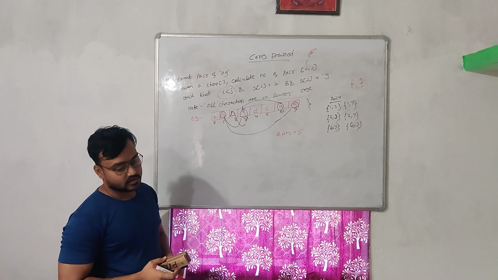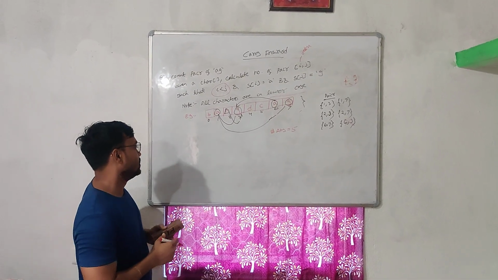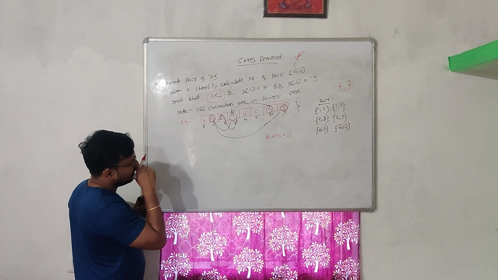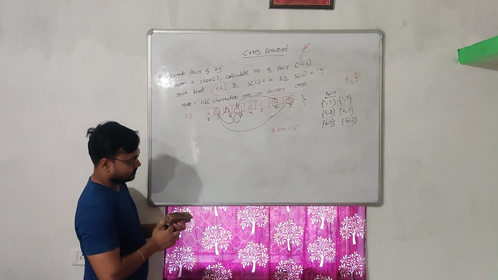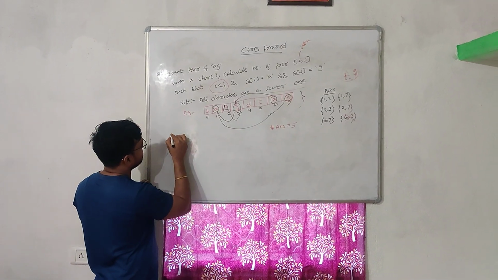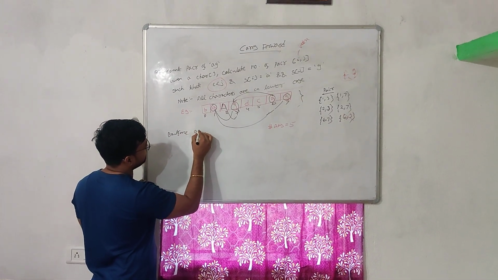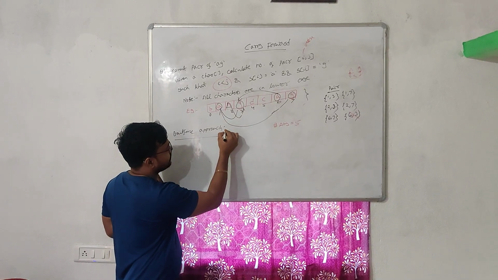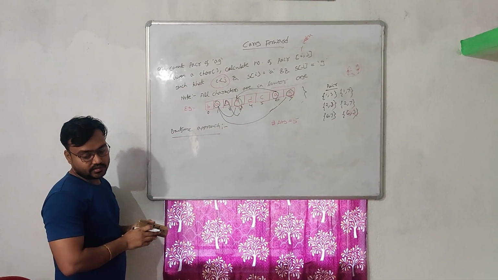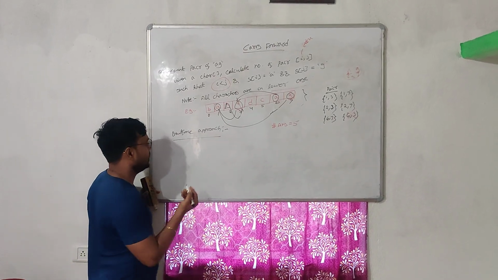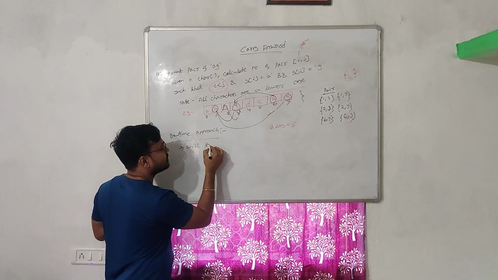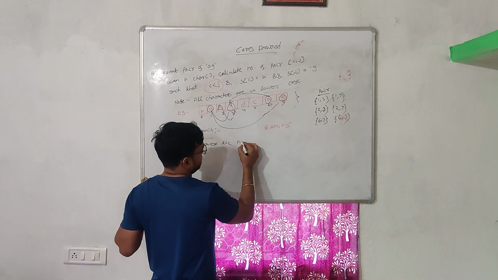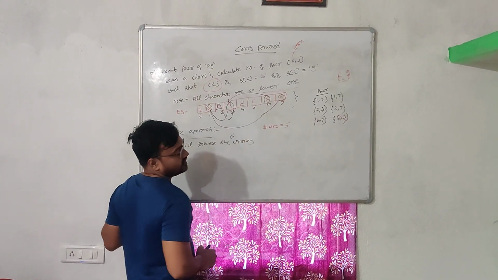To perform this, the very basic idea is the brute force approach. What is the brute force approach? We will check all pairs of i and j and increase the count. That means we will traverse the array, the character array.